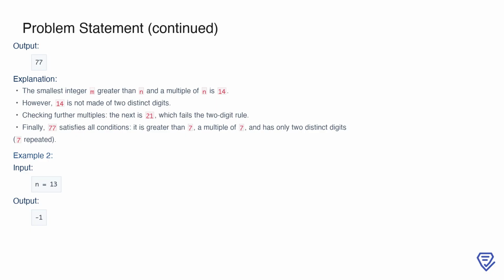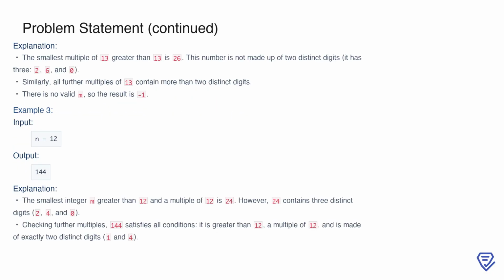However, 14 is made up of 2 different digits, 1 and 4, and fails the requirement for exactly 2 distinct digits. Moving to the next multiple, 21 also fails this condition. Finally, we find that 77 satisfies all the requirements. It is greater than 7, a multiple of 7, and consists of only 2 distinct digits, which are both 7. Therefore, the output for this case is 77.